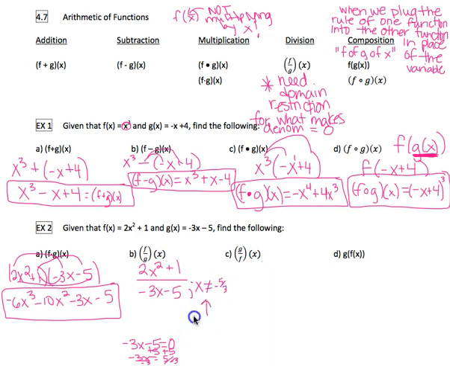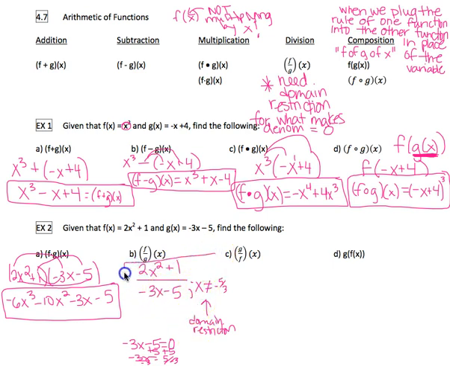This is my domain restriction because that is the value that would turn my denominator into 0. Because if I plug in negative 5/3 for x, that gives me 5 minus 5, which is 0.